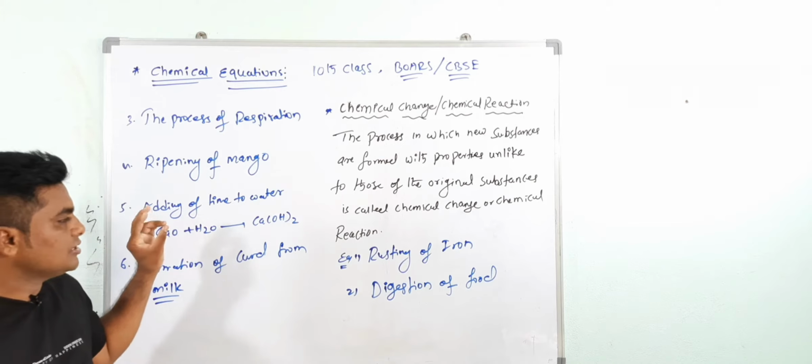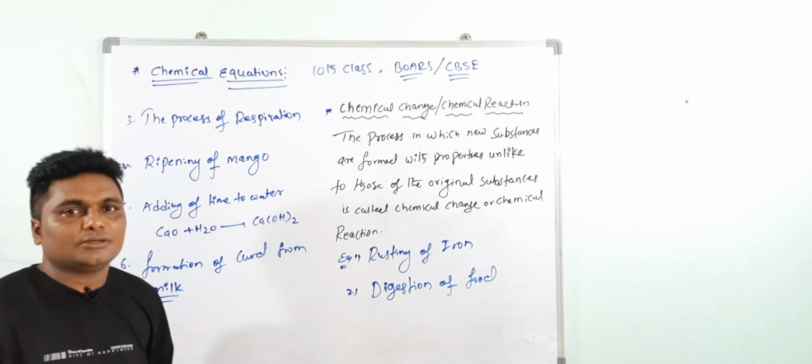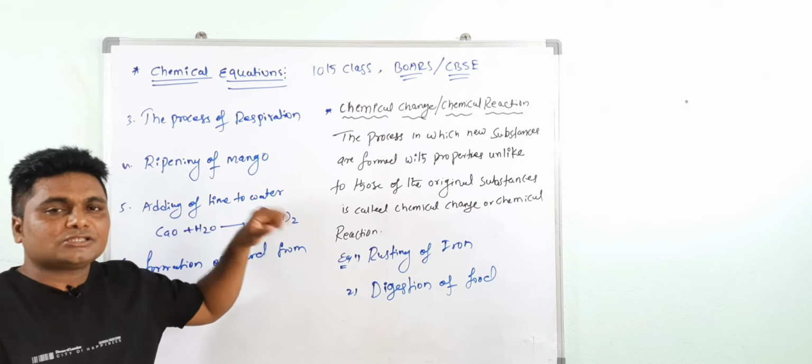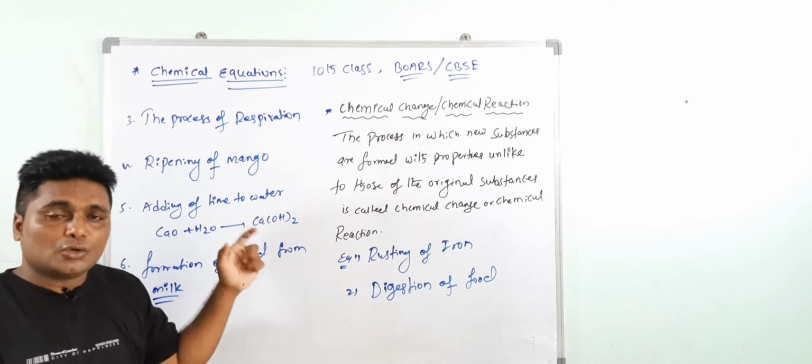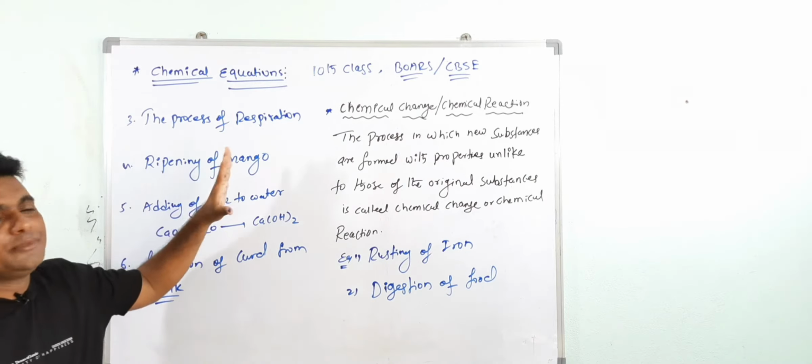So in the chemical changes, what happens? New substances are formed, and the properties of those new substances are totally different from the original substance. This is called the chemical change.